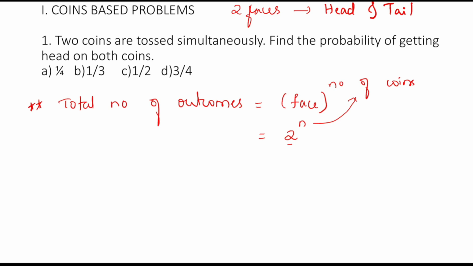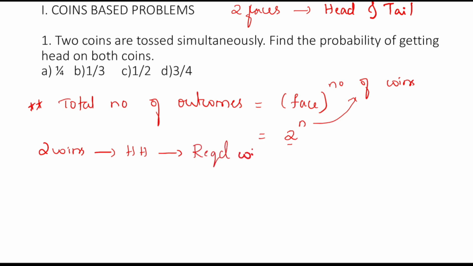Now first problem: two coins are tossed simultaneously. Find the probability of getting head on both coins. They are asking what is the probability of getting head on both the coins. So this is our required outcome. Getting both heads is our required outcome.